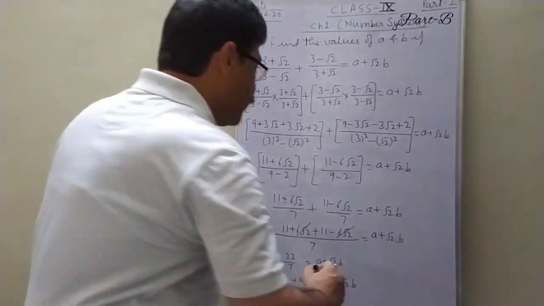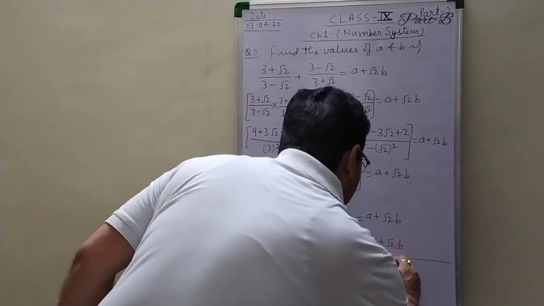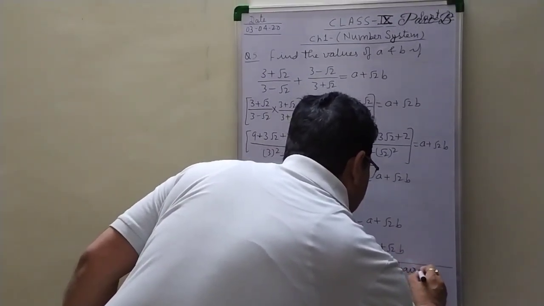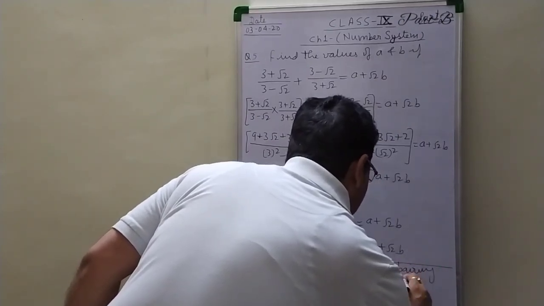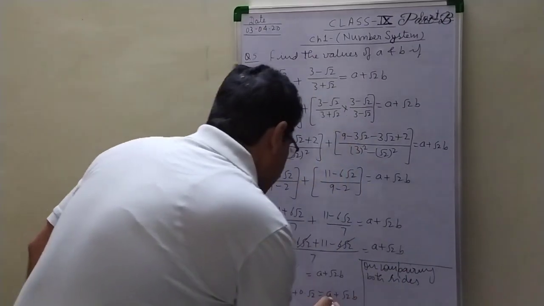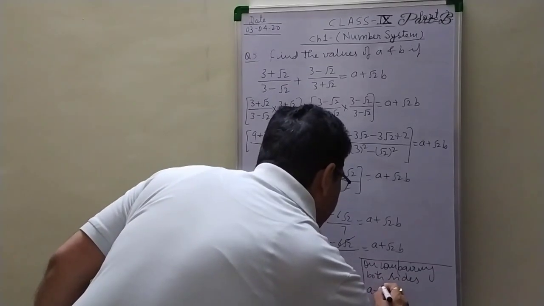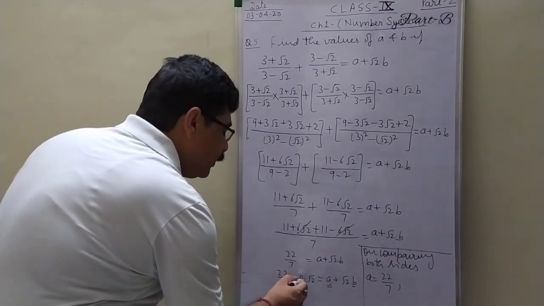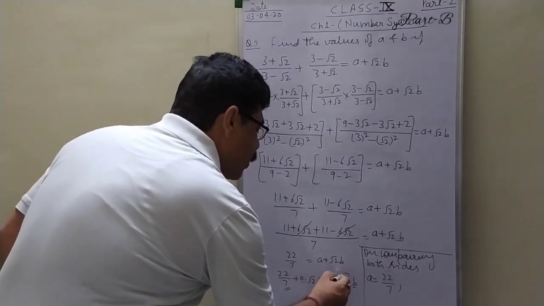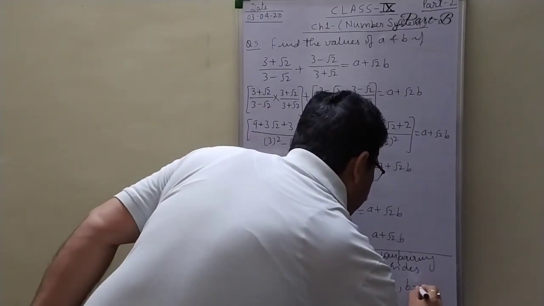On comparing both sides, A is equal to 22 upon 7 and B is equal to 0, because root 2 is common here. So B is equal to 0.